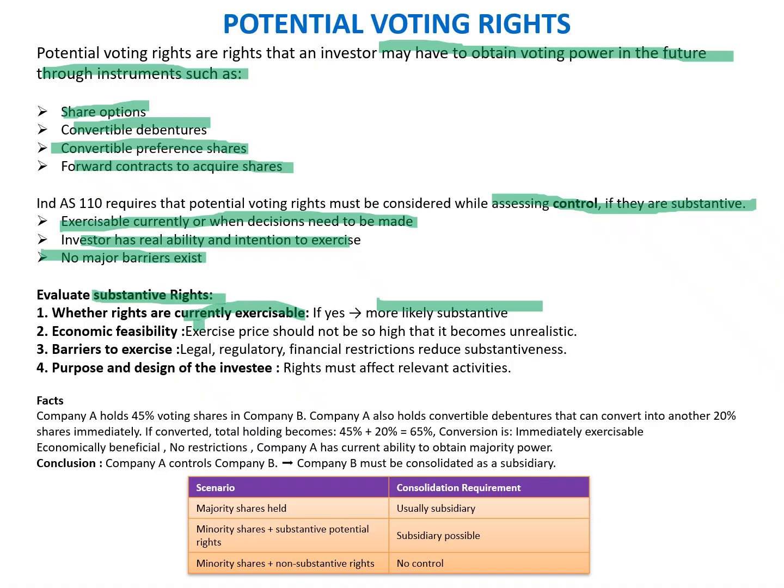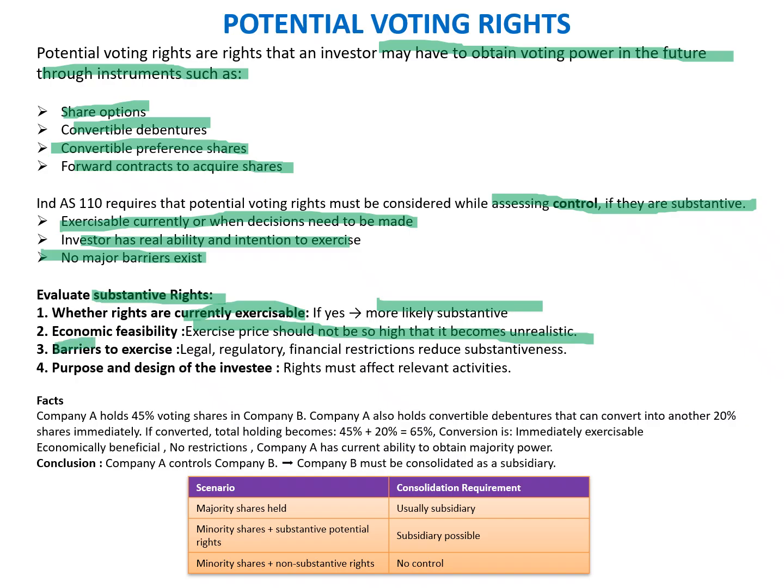Economic feasibility: the exercise price should not be so high that it becomes unrealistic. Which means that the price at which the option has to be exercised should be a realistic price. It should not be beyond the market price, which makes it very unrealistic to exercise, and in which case the potential voting rights or potential equity would not be added with the actual shareholding held by the parent entity to calculate the control over the investee.